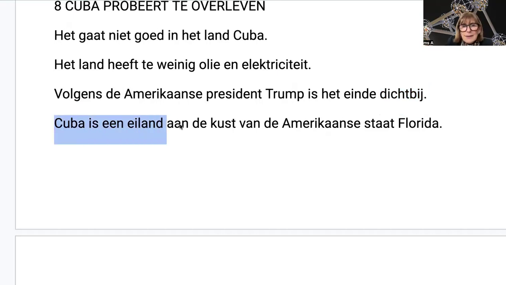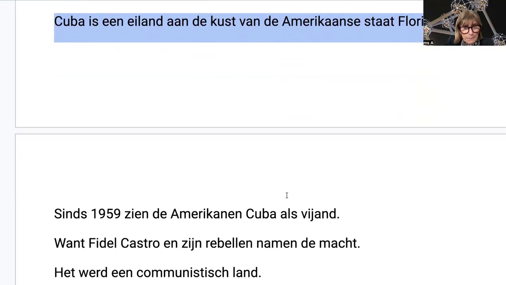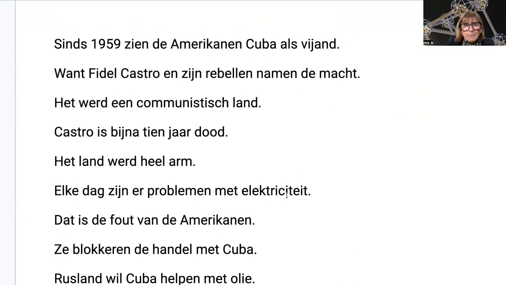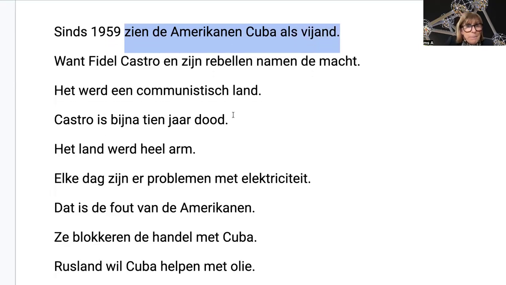Cuba is een eiland aan de kust van de Amerikaanse staat Florida. So Cuba is an island at the coast of the American state Florida. Almost finished. Sinds 1959 zien de Amerikanen Cuba als vijand. So since 1959, and again we swapped verb and subject, the Americans see Cuba as an enemy.